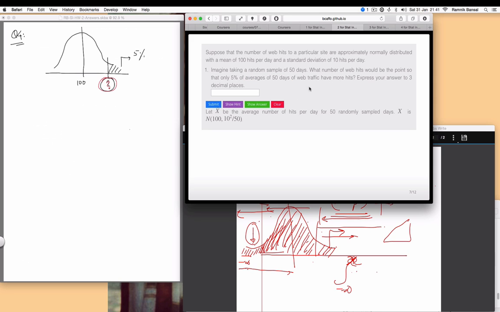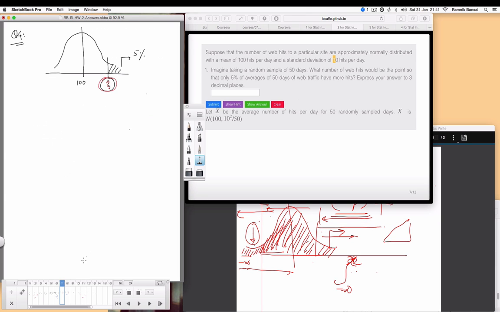What would be my standard deviation? Say my standard deviation in general is 10, per day. So what will end up becoming the standard deviation for this situation? It'll become 10 divided by the square root of 50. That's all I have to do. So I'm saying qnorm 0.95, 100, 10 divided by square root of 50. That's what takes care of this question.